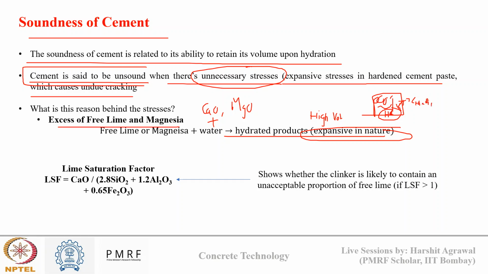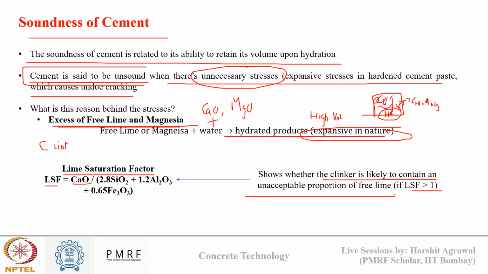This is not desired by us. That's why it is important that the clinker I initially have contains no excess of free lime or magnesia. In the first lecture, we talked about the lime saturation factor to test the quality of cement. We calculated it as the ratio of CaO percent upon SiO2 plus Al2O3 plus Fe2O3. We said that if this ratio is greater than 1, the clinker contains an acceptable proportion of free lime.